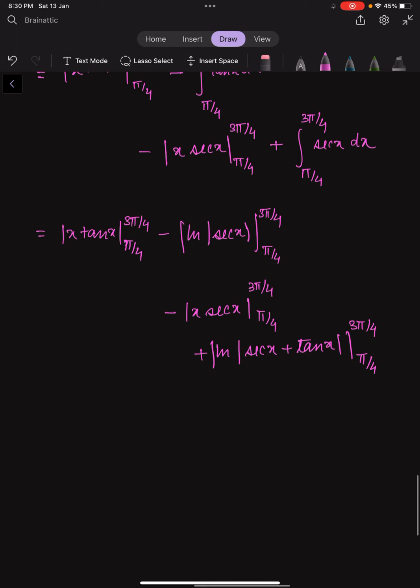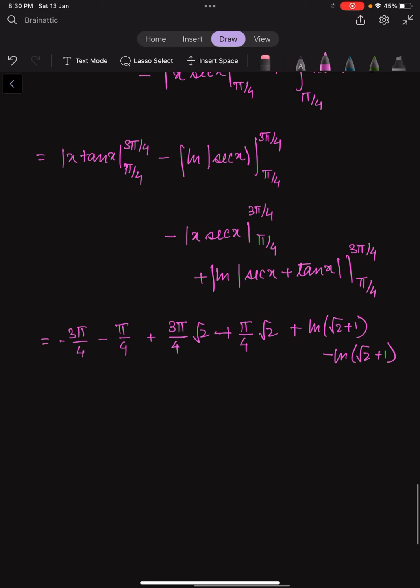Okay, now we just have to put in the values, and we'll see that this is nothing but minus 3 pi by 4 minus pi by 4 plus 3 pi by 4 root 2 plus pi by 4 root 2 plus ln of root 2 plus 1 minus ln of root 2 plus 1. So what we are left with is nothing but minus pi plus root 2 pi, and the final answer is pi times (root 2 minus 1).